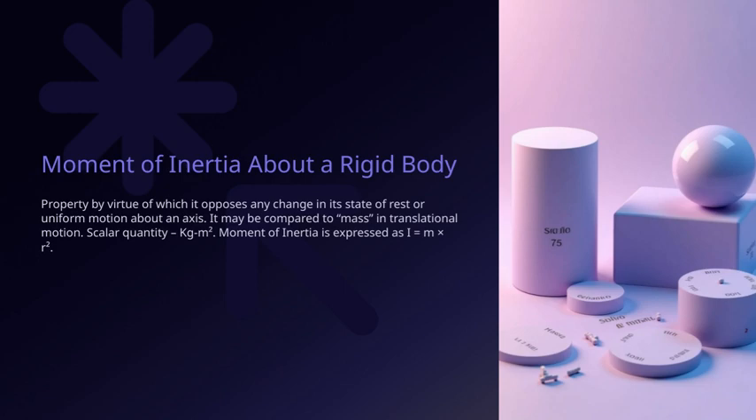Now, when we discuss the moment of inertia about a rigid body, it helps us understand how that body resists changes in its rotational motion. It's a key concept because it influences how much torque is needed to produce a certain angular acceleration. Throughout this presentation, keep in mind that the moment of inertia is central to analyzing and designing systems involving rotation, whether it's machinery, vehicles, or any mechanical structure that spins or pivots. It's the rotational equivalent of mass in linear motion, providing insight into how objects behave under rotational forces.